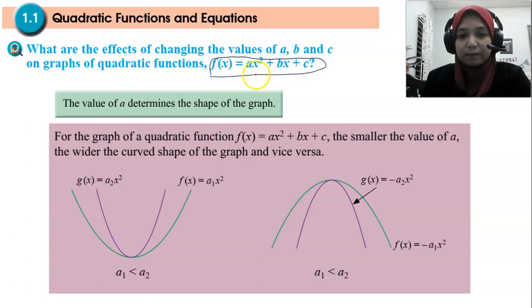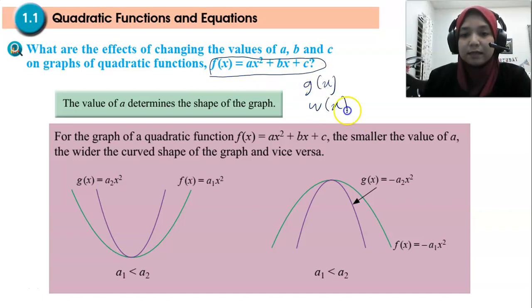And you have to remember ax square plus bx plus c. Mesti ingat dia mesti dalam form ax square plus bx plus c. f(x) is the function. Function can be g(x), w(x), can be anything. So jangan hanya fokus pada function, mesti huruf f no. Cuma general function adalah f(x).